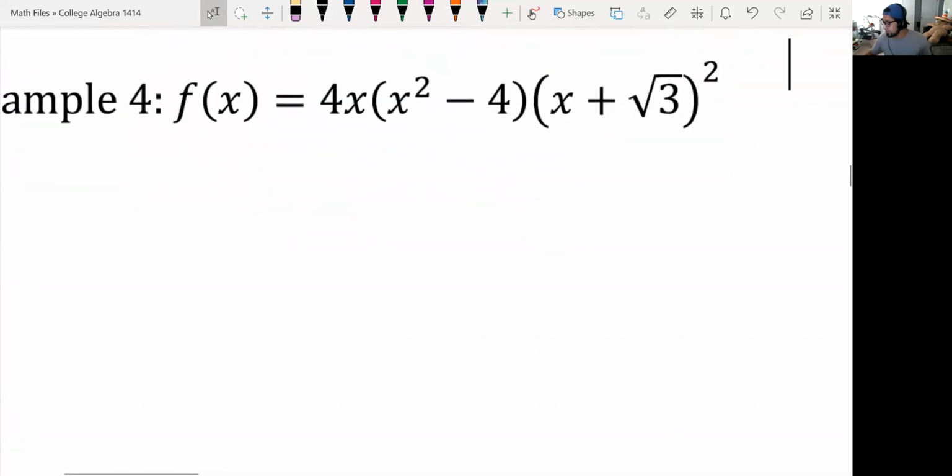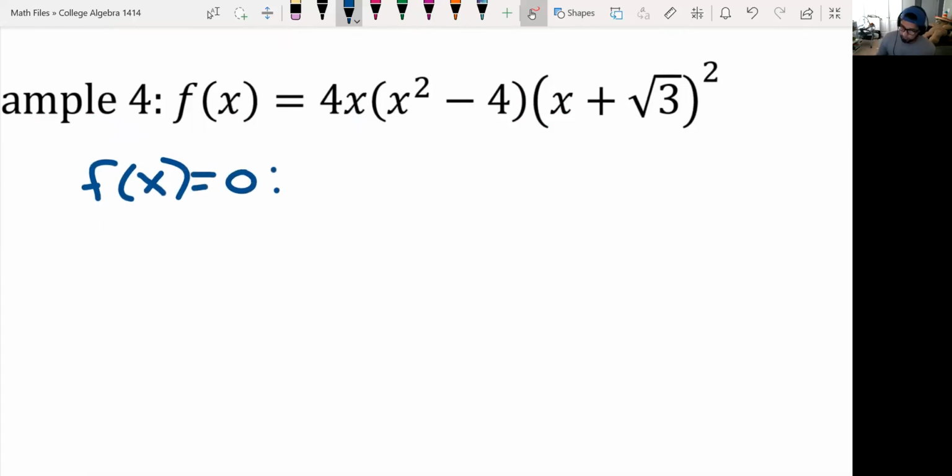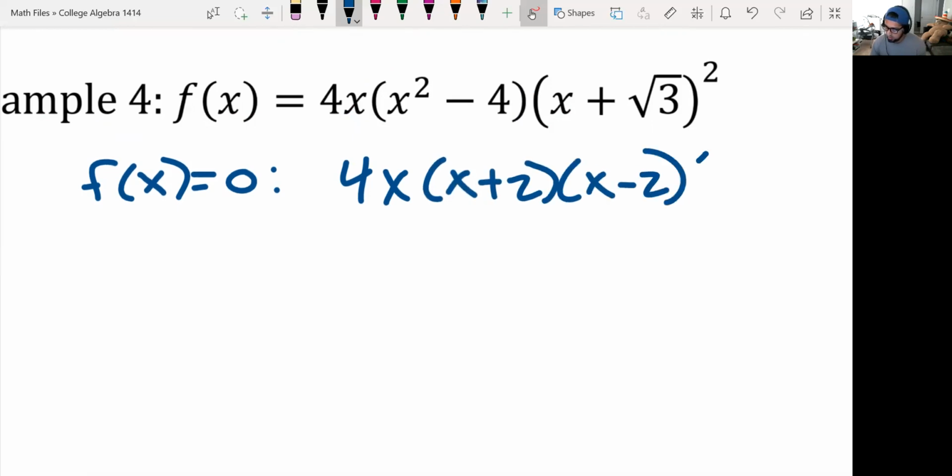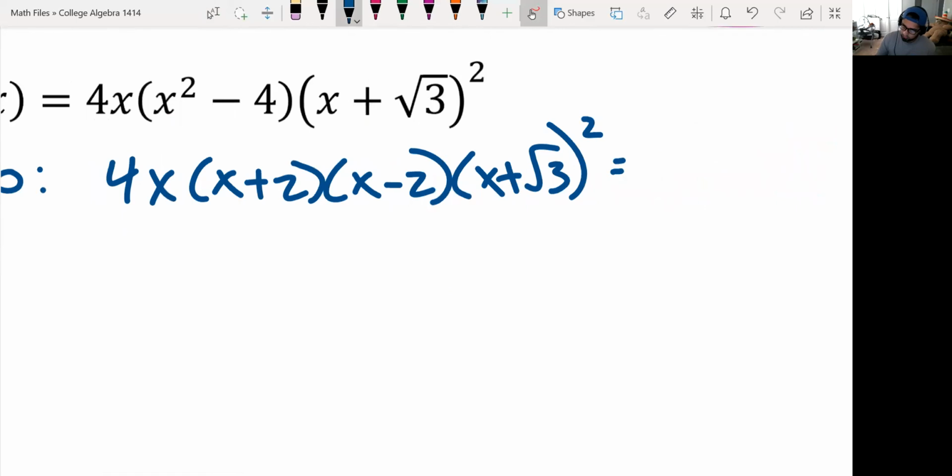Number 4, same exact process. All right. So set f of x equal to 0. And when I set all this equal to 0, first thing I notice is that this is not completely factored. That is a difference of squares, so I'm going to factor it. And x plus square root 3 squared. And we set it equal to 0. Okay, it is completely factored. So set each term equal to 0.